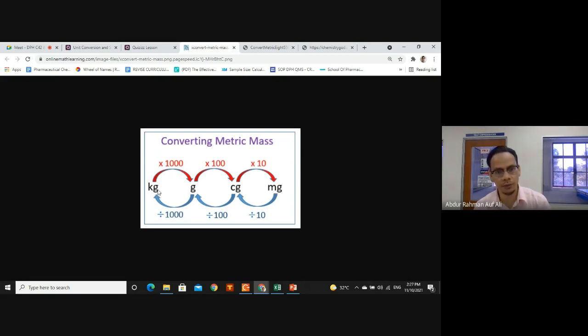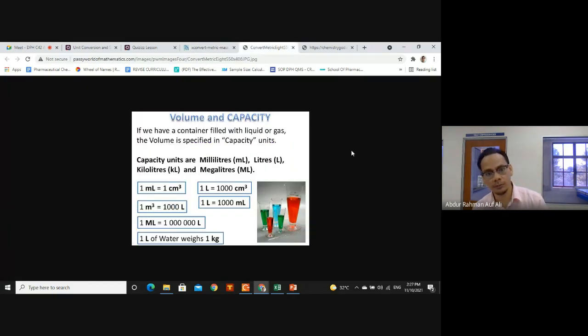Kalau nak convert from kilogram to gram, you darab by 1000. From gram to centigram, you darab dengan 100. Okay, kalau milligram, darab dengan 10. And then kalau nak convert the other way around, patah balik, bahagi sajalah with the same value. Okay, ini mass. Kalau volume, 1 mililiter bersamaan dengan 1 centimeter cubic. Okay, both of these units are the same. ml dengan cm cubic sama.